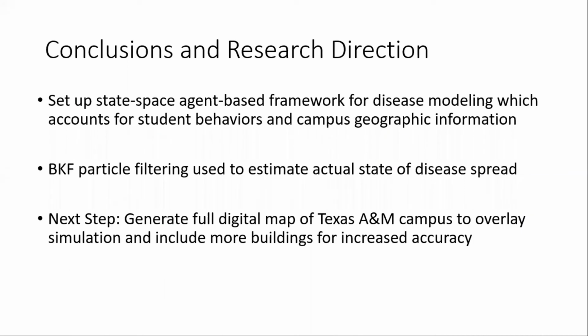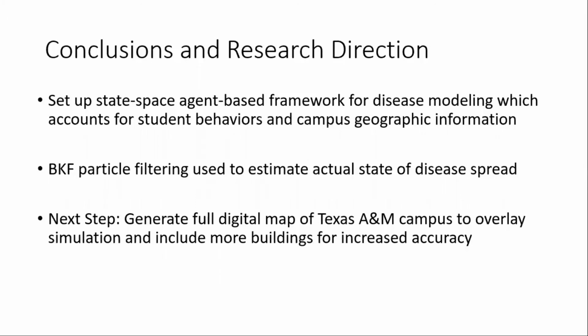In conclusion, we have set up a state space agent-based model that tracks the spread of the disease and accounts for student behaviors, such as movement, and campus geographic information, such as building proximity, that accounts for the probability of the student movement. This model is useful in providing SIR population curves, which show the effect of changing the probability of becoming infected by other individuals. This is useful in showing that proper mask wearing and social distancing can have profound effects on the number of infected individuals on a college campus.